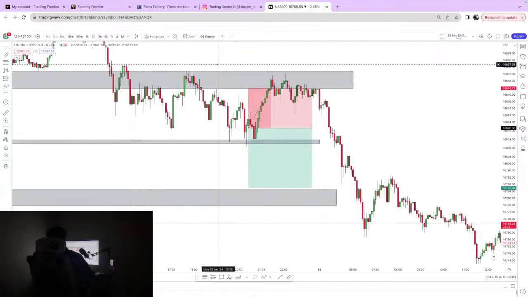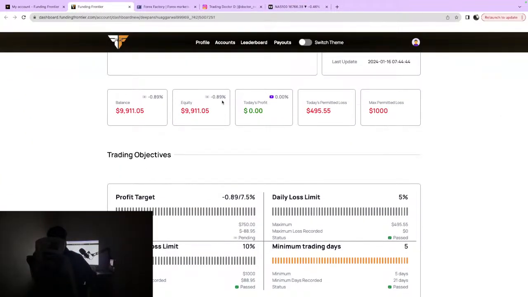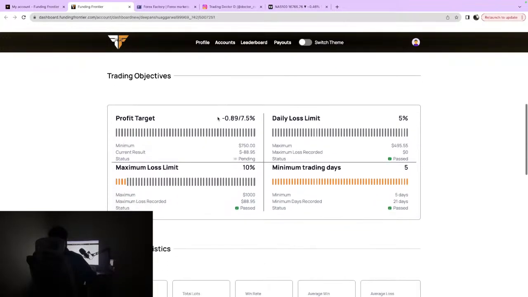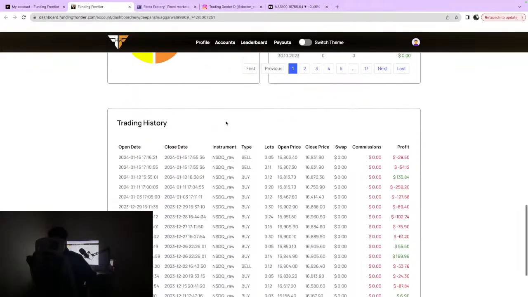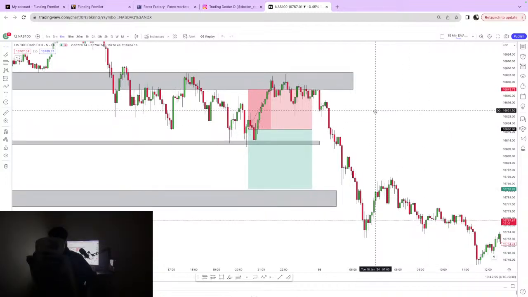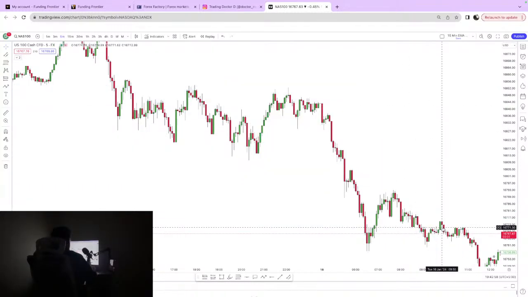And this is the dashboard of our funded account. Right now we are minus 0.89%, and our balance is 9911. These are yesterday's positions. Almost $80 we lost. No issues. Let's clear all the previous drawings and start today's session.